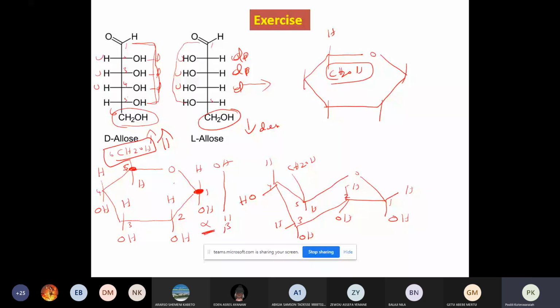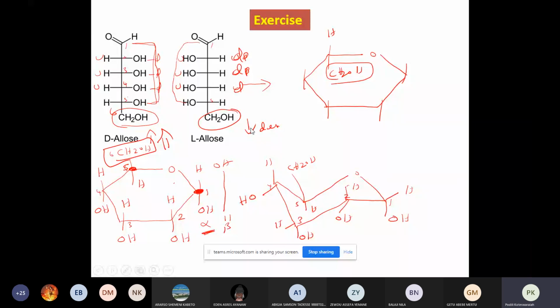And of course, as we know, the most naturally abundant sugars are the D sugars. So therefore, we don't bother about the L isomers. I just wanted to convey this message. That's why I'm just explaining this one. You need not bother about the L isomers.